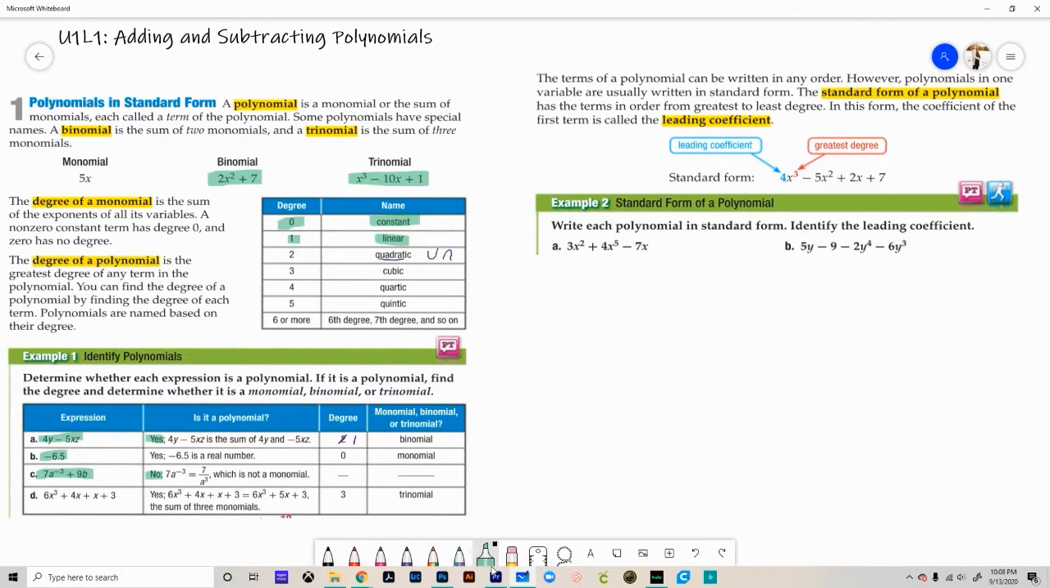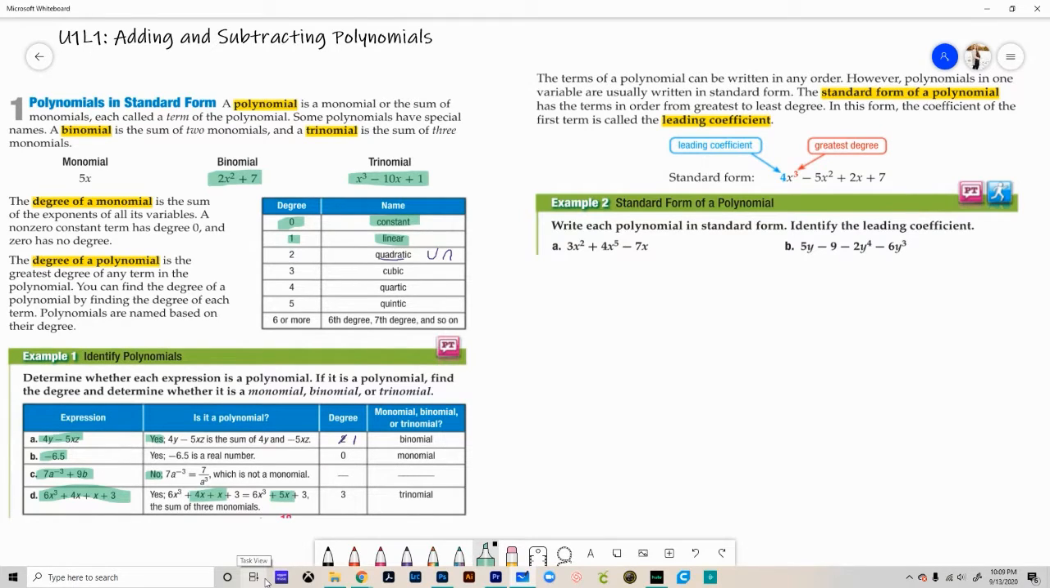The next one, last one in this example, 6x to the third plus 4x plus x plus 3. It is indeed a polynomial. The degree is 3 because that's 6x to the third, the highest power that is listed. And it is a trinomial because we can simplify 4x plus x to 5x. We can combine those like terms there.